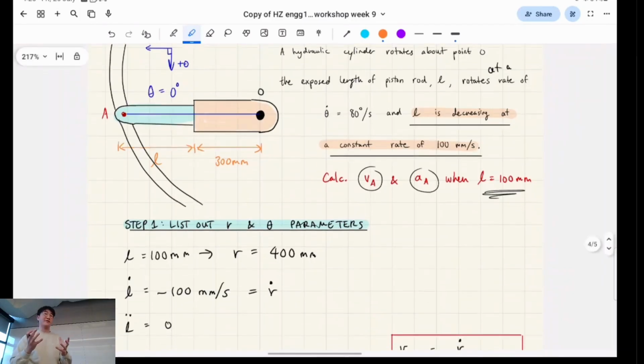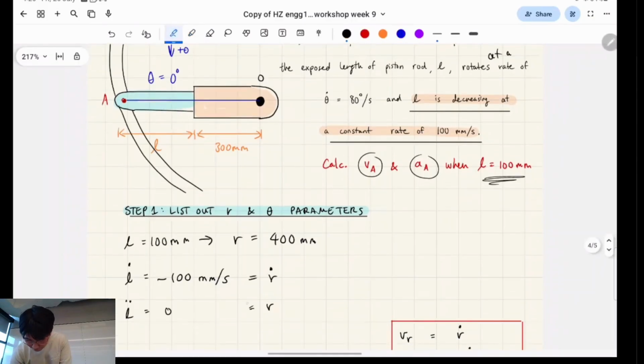And it's a constant rate, yeah? So that means that shrinking doesn't accelerate over time. Your rope isn't speeding up as it's burning, right? So L double dot is 0, and so is R double dot. Yeah?